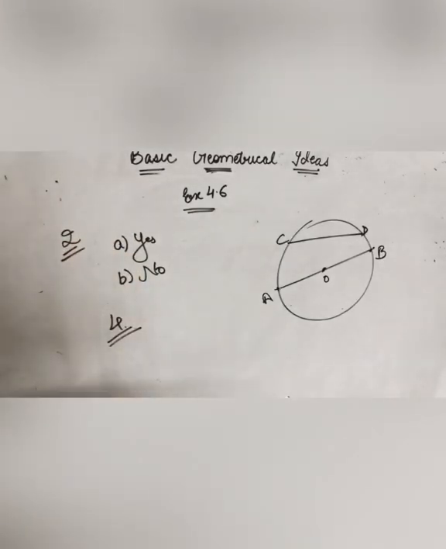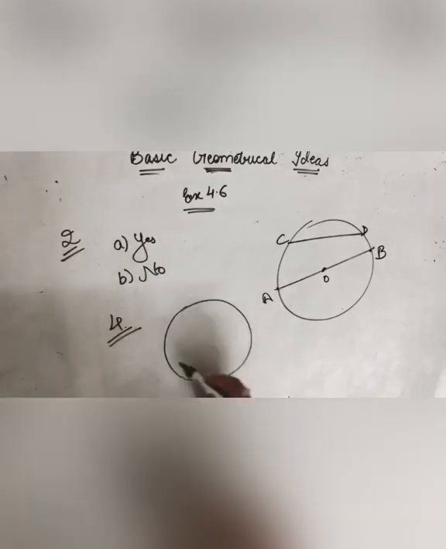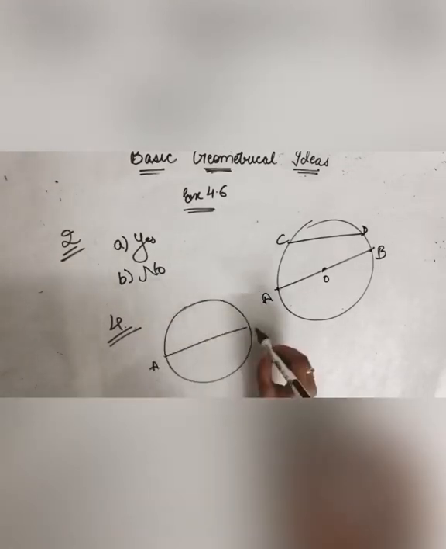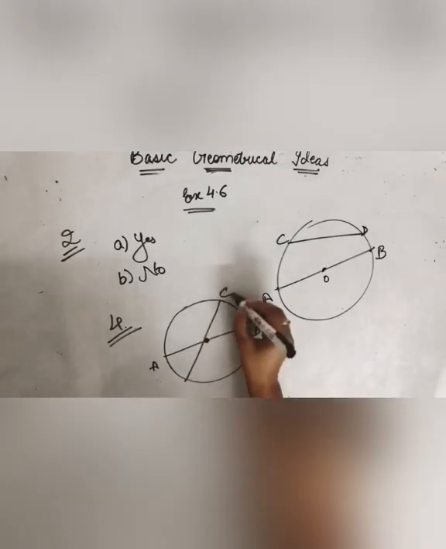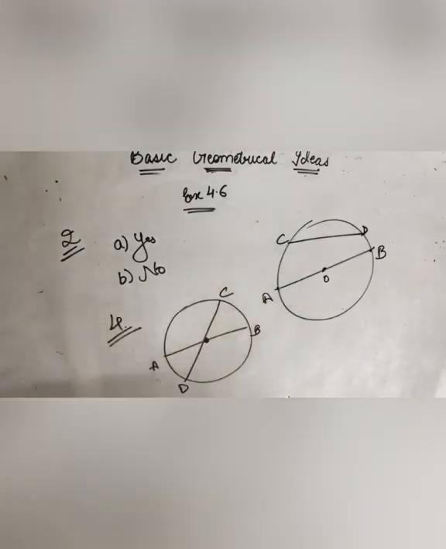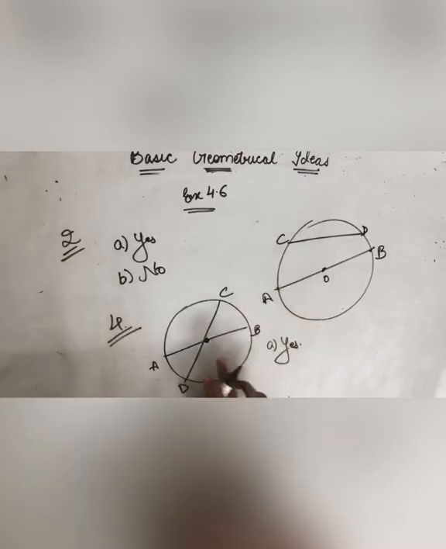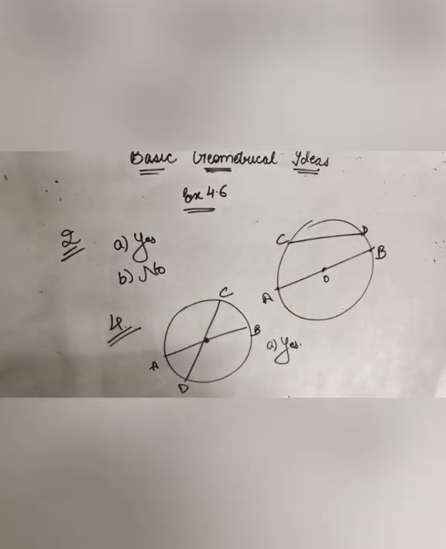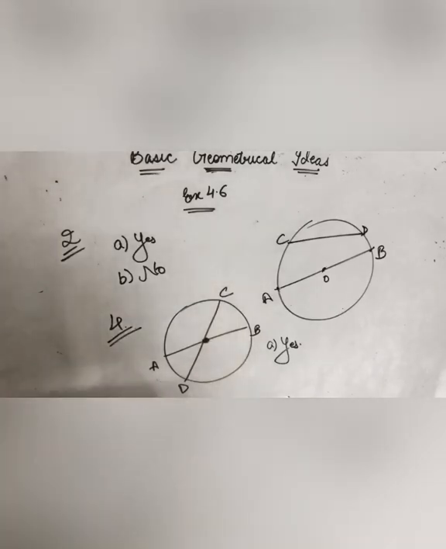say true or false. Two diameters of a circle will necessarily intersect. If this is a circle, this is the first diameter AB and this is the second diameter CD, they will necessarily intersect. Answer is yes. Why? Because a diameter will always pass through the center of the circle, so it means they will always intersect at the center.